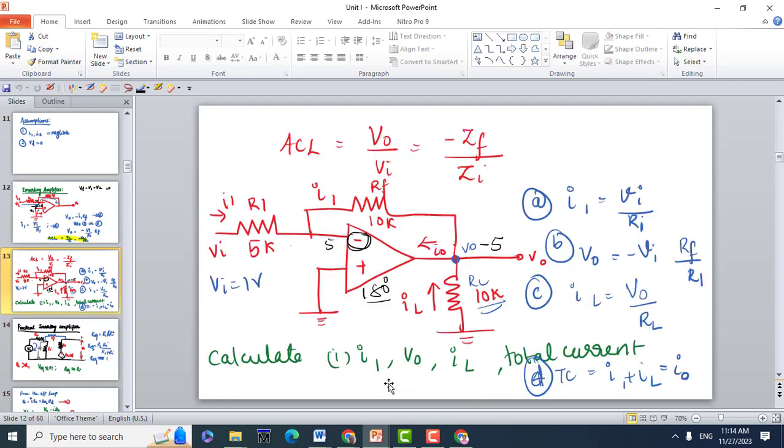Now in terms of impedance, if I write the same closed loop gain, instead of resistance I'll write it in Z, ZF by Z1. So let us take a simple problem in case of this inverting operational amplifier.